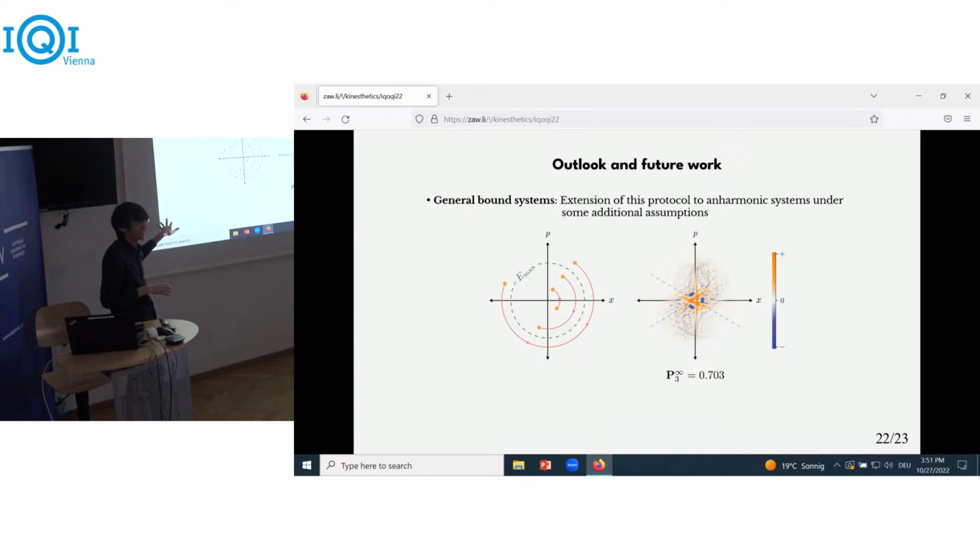This is what I should be working on. We are writing the manuscript now, and I should be doing this now, but I'm procrastinating by being here in Vienna. So that's for general bound states.